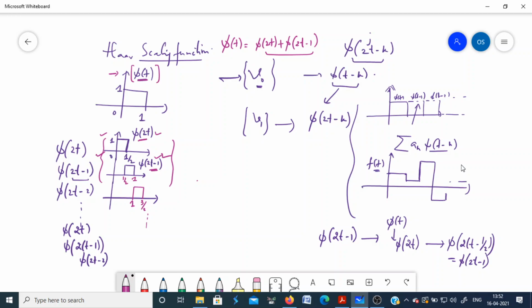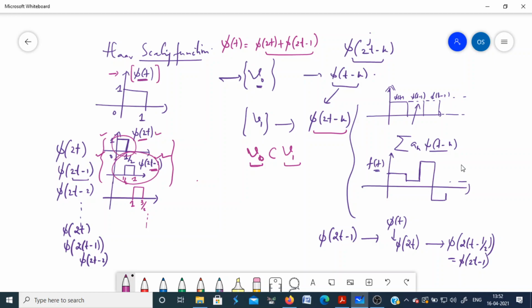So that is why we are saying that if V1 is the space of phi 2t minus k for j equal to 1 scale, it means V0 is basically a subset of V1. So those functions which are in V0 will obviously be a part of V1. Why? Because the basis function which we are using in this space V0 can be generated from the basis functions which we are using in V1 space.